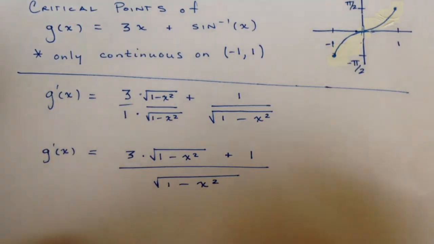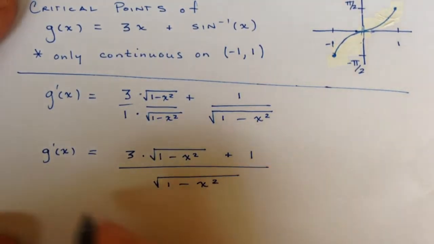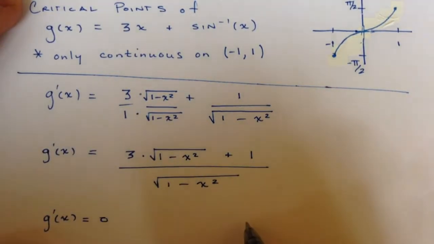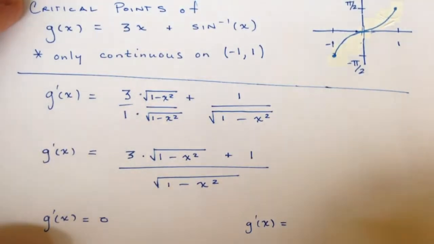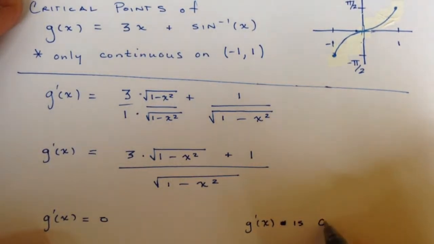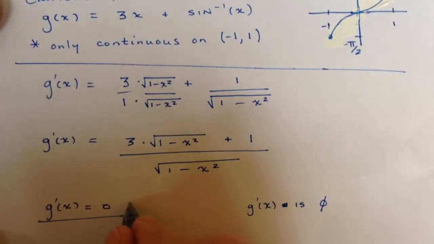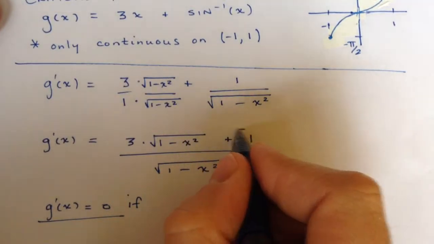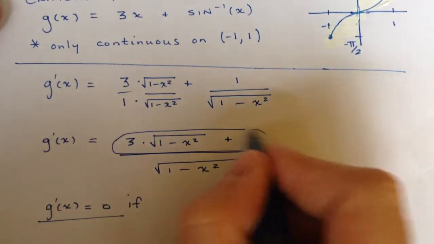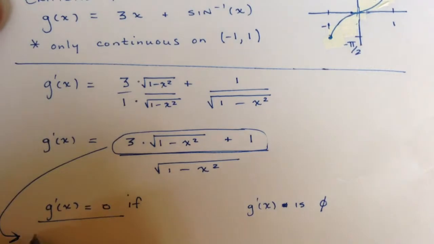And we're trying to find the critical points of the function, and the critical points take 2 forms. One is when the derivative is equal to 0, and the other is when the derivative is undefined. So if the derivative is 0, that will happen when the numerator of this function is 0. So we're going to look at when 3 times the square root of 1 minus x squared plus 1 is 0.